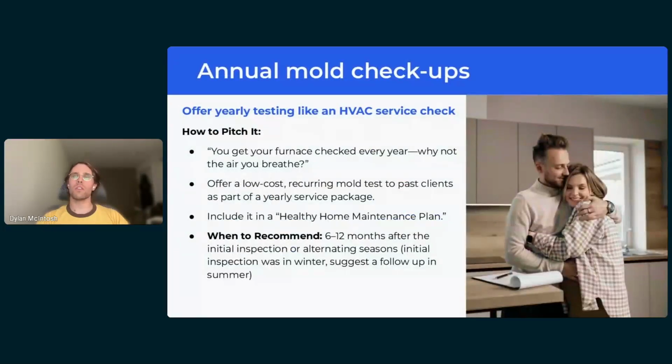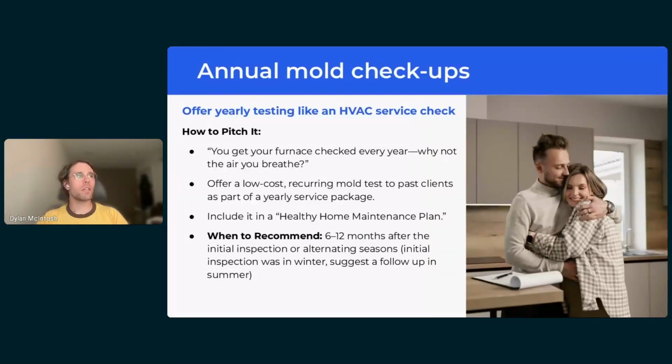This is where we're going to talk about ways that pretty much any potential home inspection client you may be able to pitch these services. So one thing is an annual checkup. Think of it as a yearly testing similar to an HVAC service checkup. And how to pitch it is generally speaking, you have your furnace and other things assessed typically every year. Would you be interested in having the air that you have in your space tested every year?